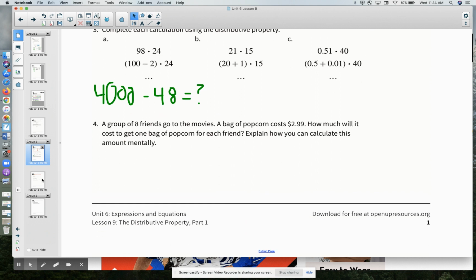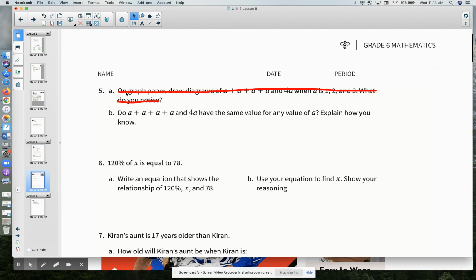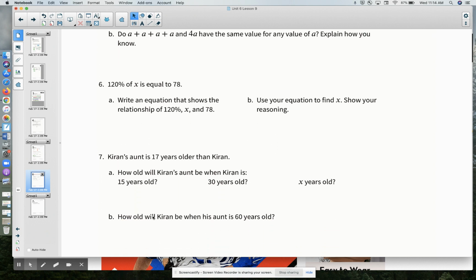Okay, and then you're going to do number 4. And then number 5, don't do A. So do 5B, and then do 6 and 7. Now 6 and 7 is something that we've done before in the past. So take a look at the previous practice problems to help you, and maybe even read my comments. Okay? If you have any questions, let me know.